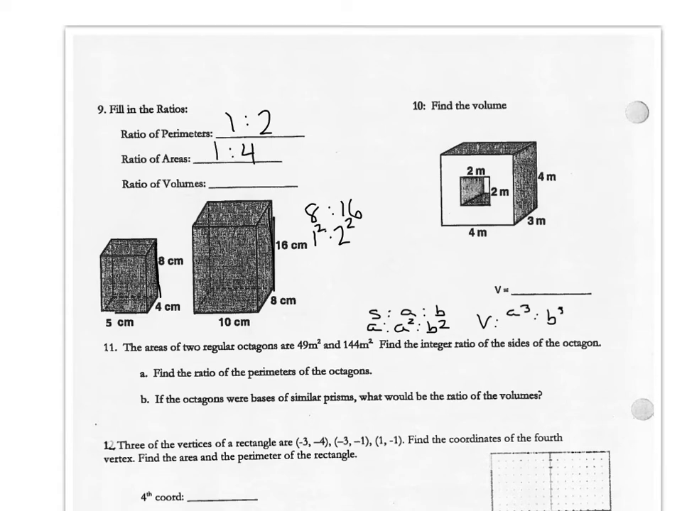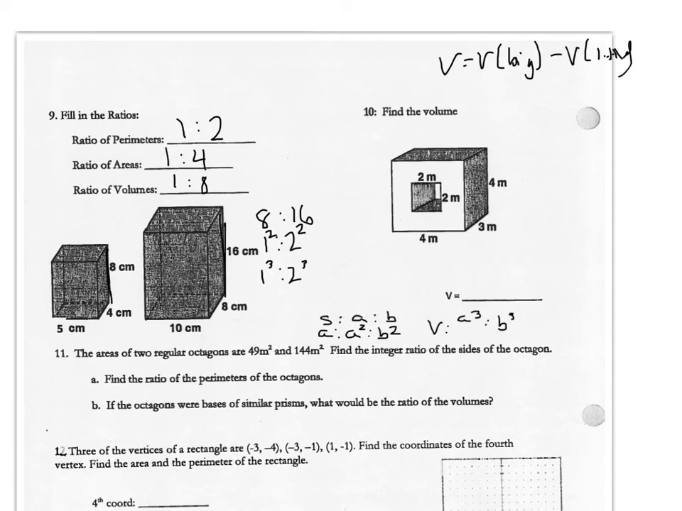And then volume, you're actually cubing the units. So you have to take 1 cubed and 2 cubed. So that's what gives us 1 to 8. Okay? Find the volume. Okay, we did one of these on our word problems. We have to find the volume of the big prism and subtract the volume of the little prism. So we take volume of big, and if we subtract the volume of the little, then we will get the volume of what's left.